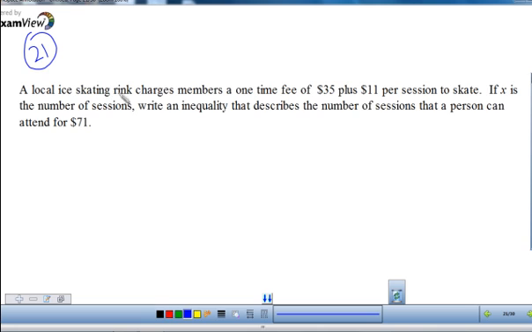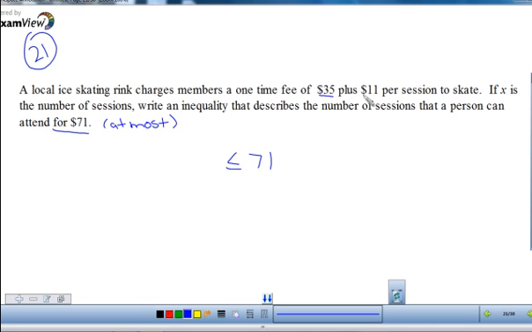The local ice skating rink charges a member a one-time fee of $35 plus $11 per session to skate. If x is the number of sessions, write an inequality that describes the number of sessions you can obtain for $71. Okay, so you need to decide, are you going to spend at least $71 or at most $71? This is going to be at most, because you don't want to spend more than 71. So at most, remember, it's always the opposite, is less than or equal to 71.